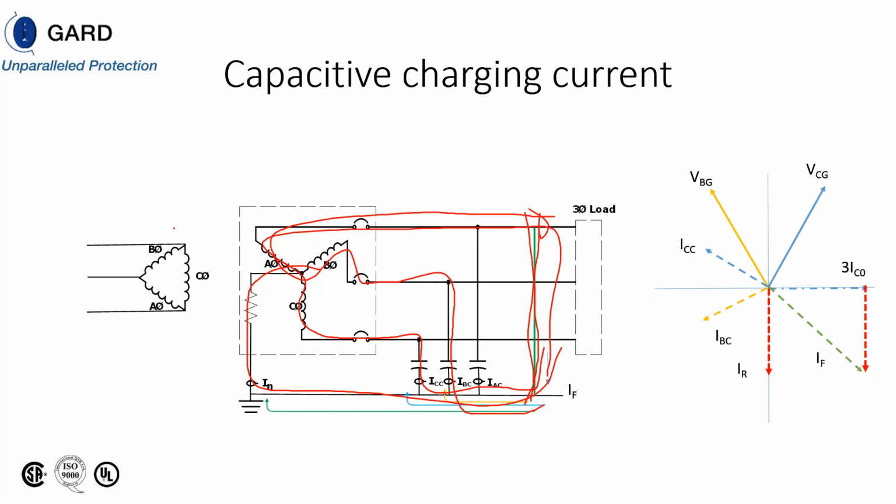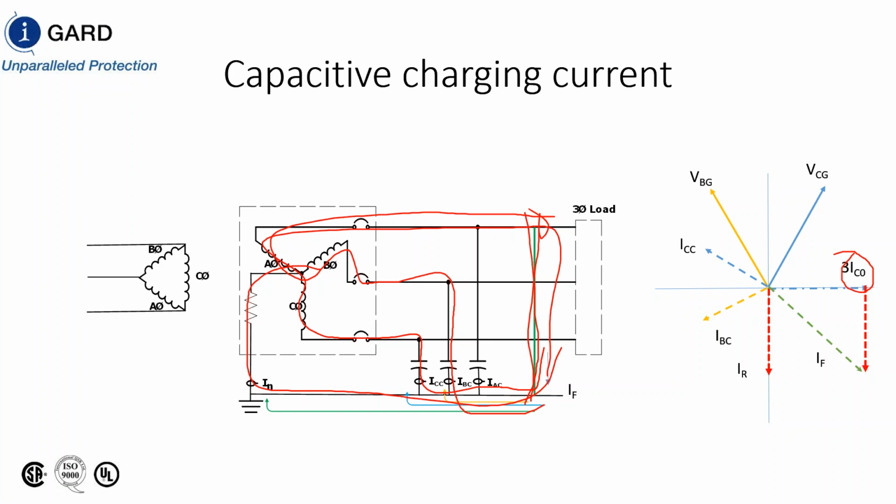One of the requirements for a high resistance grounded system is the fault current, the resistive current, has to be equal to or greater than your total capacitive current. And your total capacitive current is here, and it is the sum of the C phase current and B phase current when you have a fault on the system.